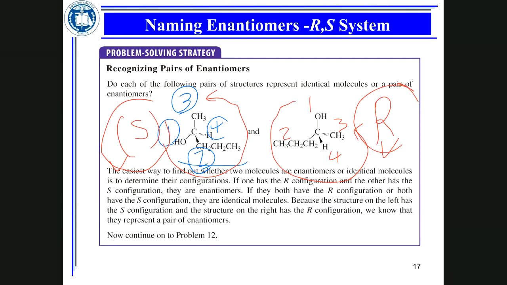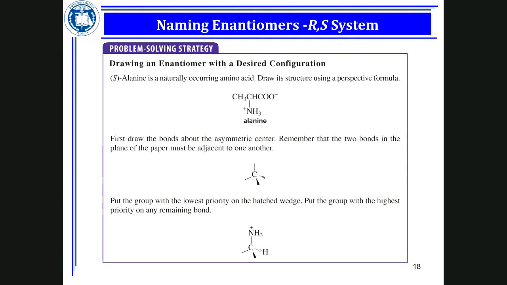Or if you know the configuration for one enantiomer is S, you know that the mirror image is going to be R.